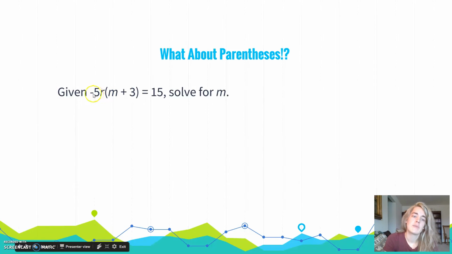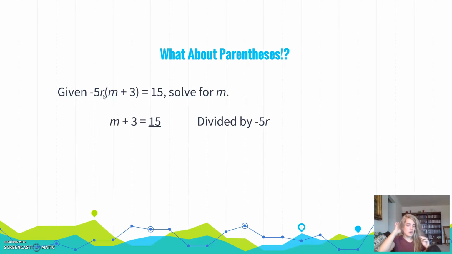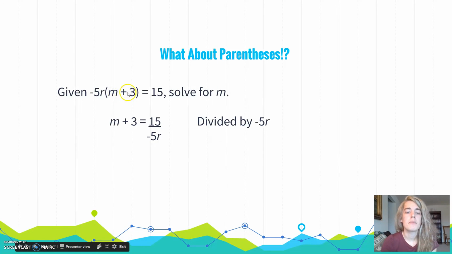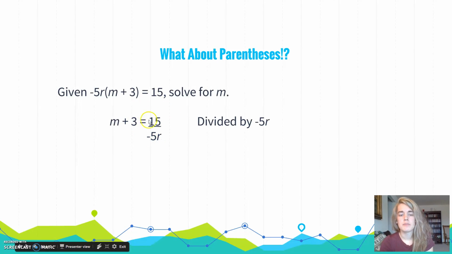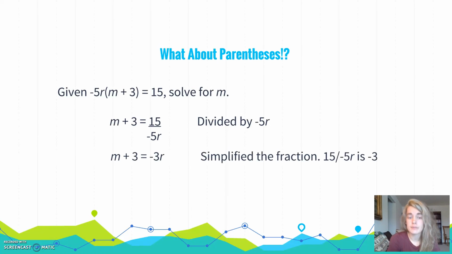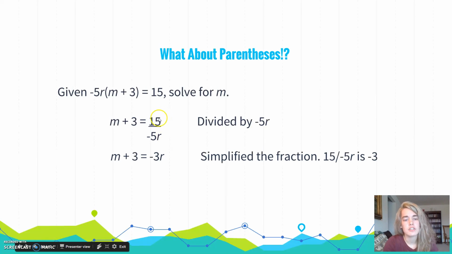So instead of multiplying by negative 5r to get rid of it, let's divide. So if I divide by negative 5r on both sides, this is what it looks like. So the m plus 3 stay, and you don't need the parentheses anymore because there's nothing outside of it. And then the negative 5r got divided. Well, this can actually be simplified into something nicer. I know you guys don't like fractions. So 15 divided by negative 5r, well, think what's 15 divided by negative 5? That should get you negative 3. So I just simplified my fraction here in order to get negative 3r nicer to work with.